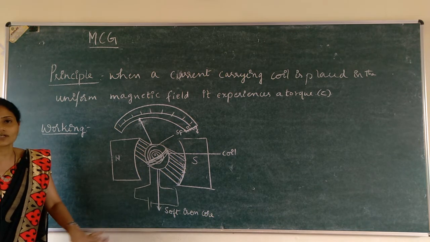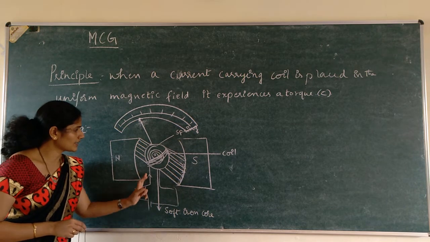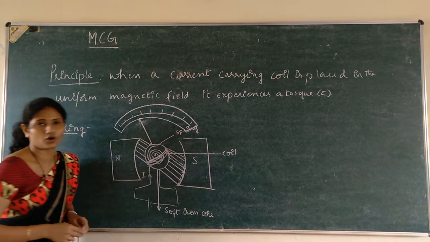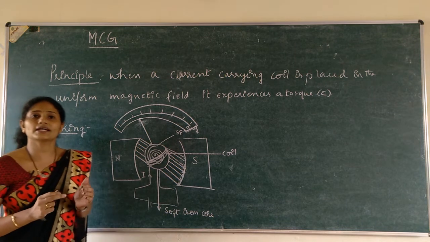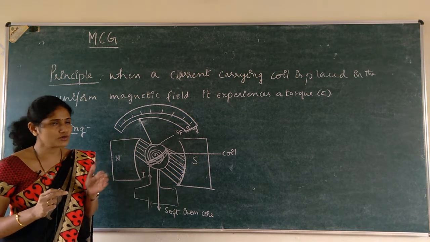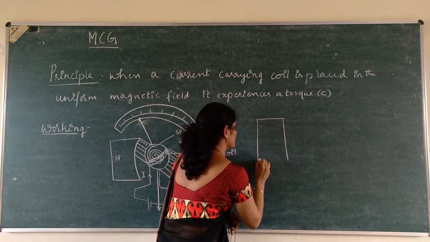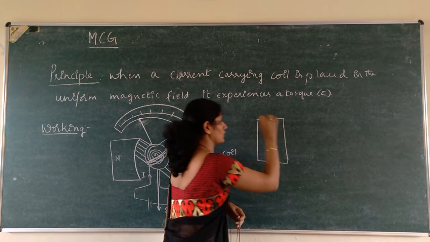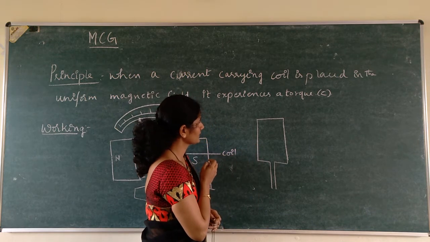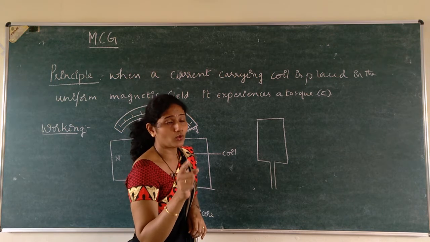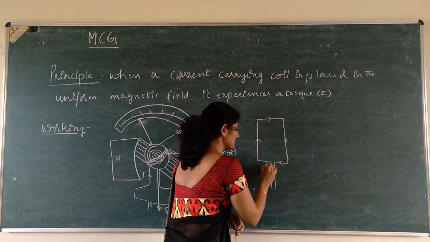When it is connected to the external circuit, we know that current flows through the coil. So current, I is the current which is flowing through the coil. So current flows through this coil. We know that when current flows through the coil, there is a force acting on the arms. So in case of a rectangular coil having only one turn, we have four arms. Current flows like this.